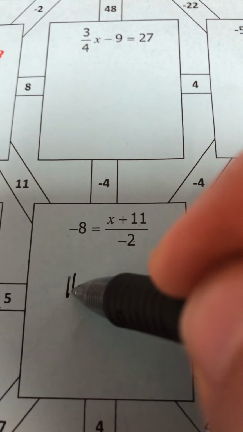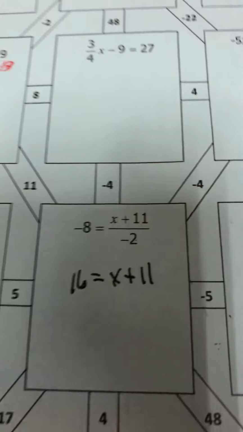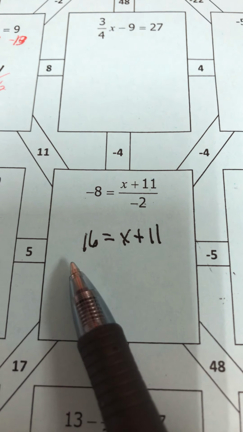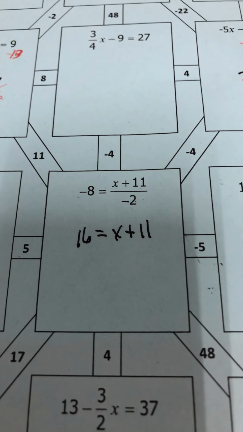I can get you started. Positive 16 equals x plus 11. Now you're just going to subtract 11 from both sides, and that will tell you what x equals. Okay, and then you'll just keep on going from there. So hopefully that's a help.